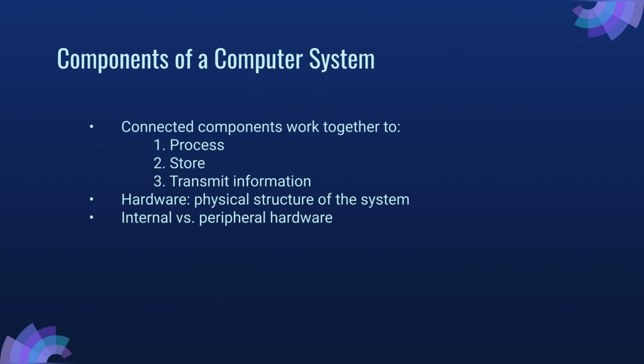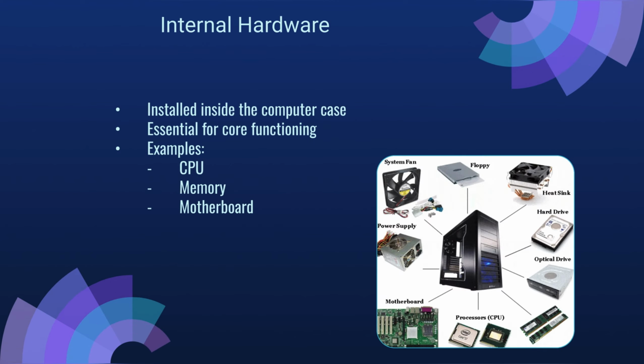A computer system consists of several connected components that work together to process, store, and transmit information. The hardware forms the physical structure of the system. There are two types. Internal hardware refers to components that are installed inside the computer case and are essential for the core functioning of the computer. These components are typically not visible from the outside and are directly connected to the motherboard.